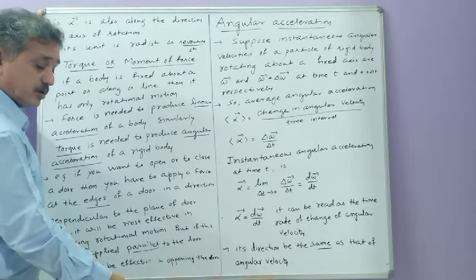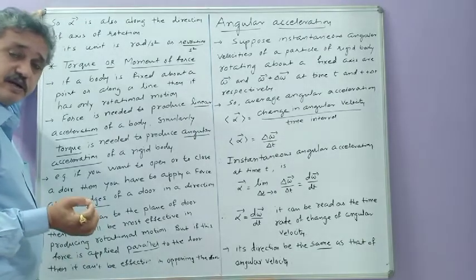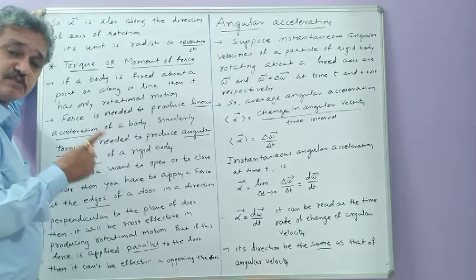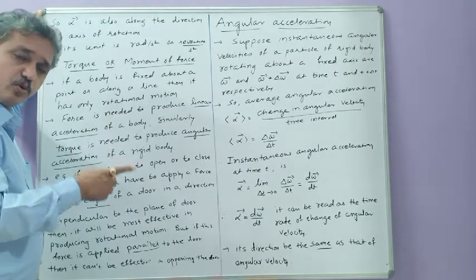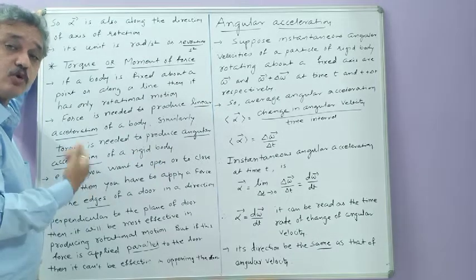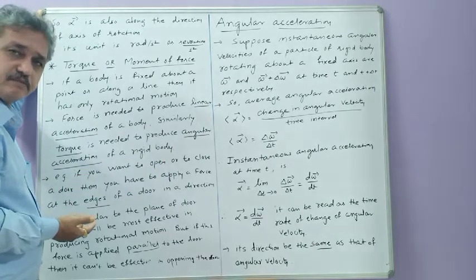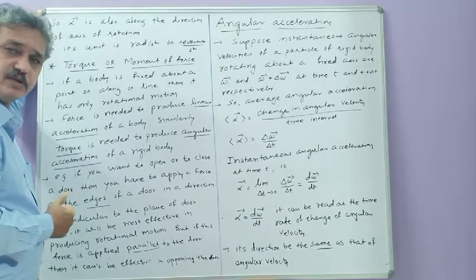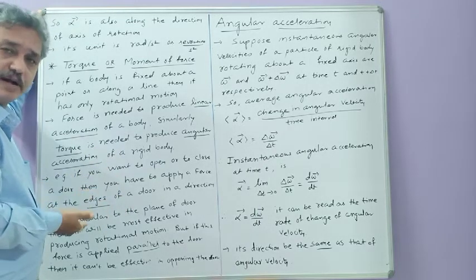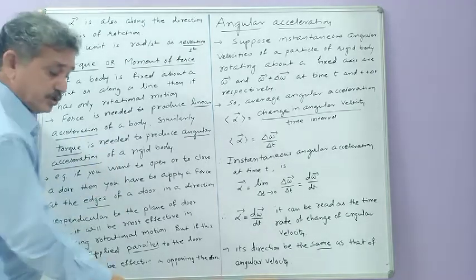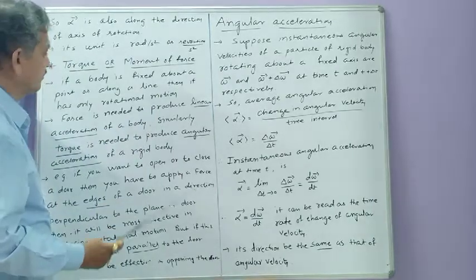So what is torque? Torque is a physical quantity in rotational motion, exactly similar to force in linear motion. In short, whichever role force plays in linear motion to produce linear acceleration, the same kind of role is played by torque in rotational motion to produce angular acceleration.